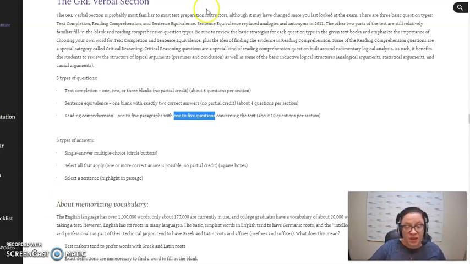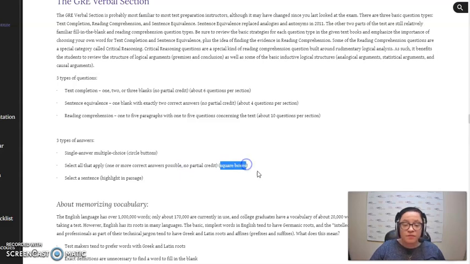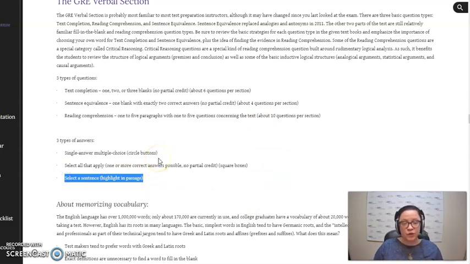There are 3 types of answers on the verbal section as well. These are the single answer multiple choice, and the buttons always come in a circle. Then there are the select all that apply, where 1 or more correct answers are possible, and again, there's no partial credit. And instead of circle buttons, they will have little square boxes that they will check. And then lastly, select a sentence is a type of answer on the verbal section where they will actually use their mouse to click on the correct sentence in the passage.